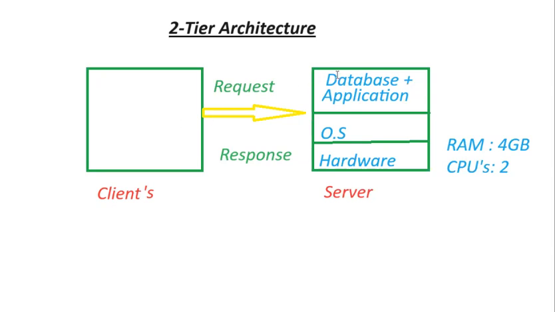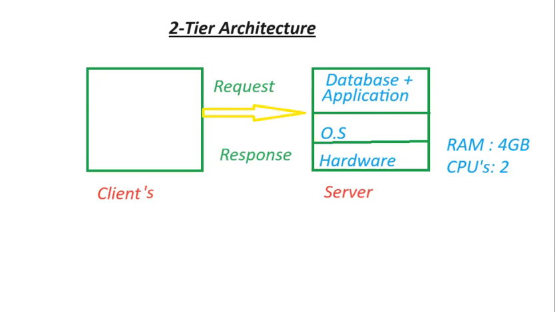Same, multiple requests got hit to my application and multiple requests got hit to my database. Then what happens is, my machine got confused. How much RAM do I allocate to my application and how much CPU do I allocate to my database? So this is one confusion that happens to the machine.